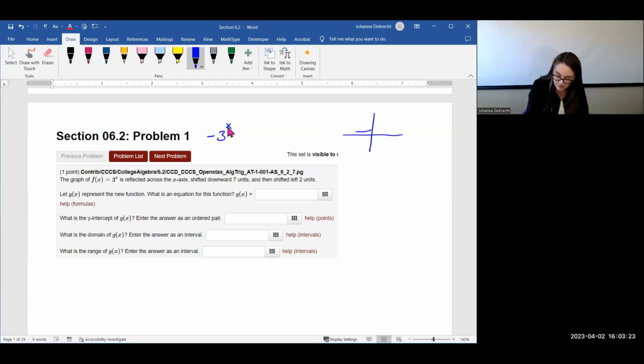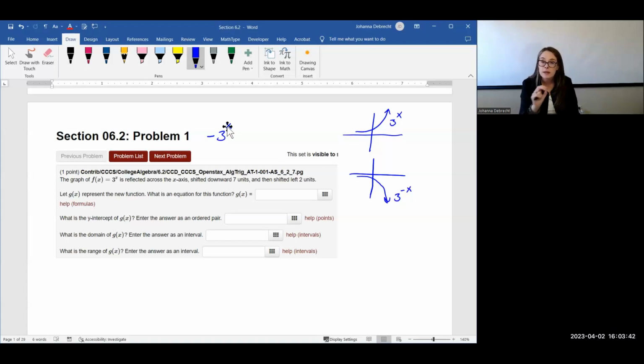This to looking like this. Right? The next thing it says, shift it down by 7 units. Up and down affects y, but not x. It's not inside the exponential, it's outside the equation. So downward would be -7. So then I'm going to subtract 7.